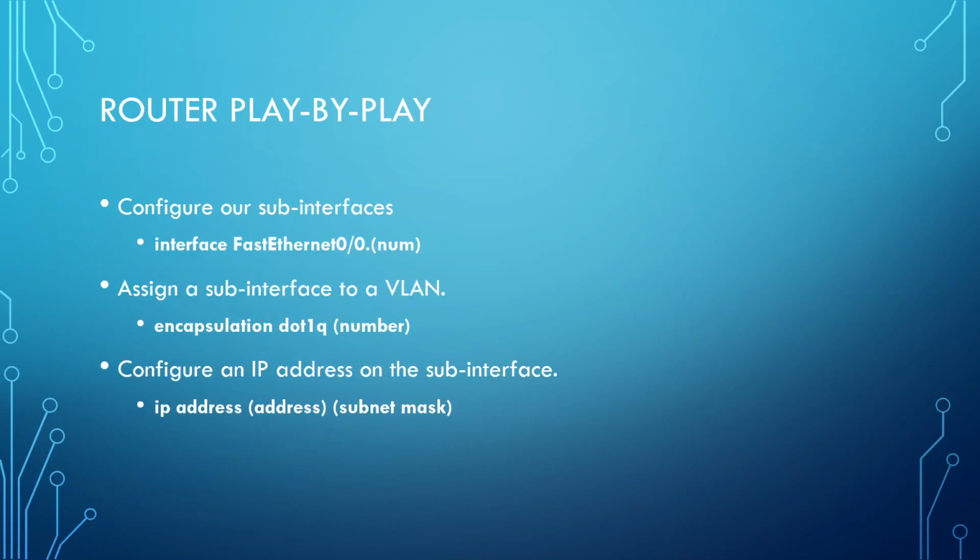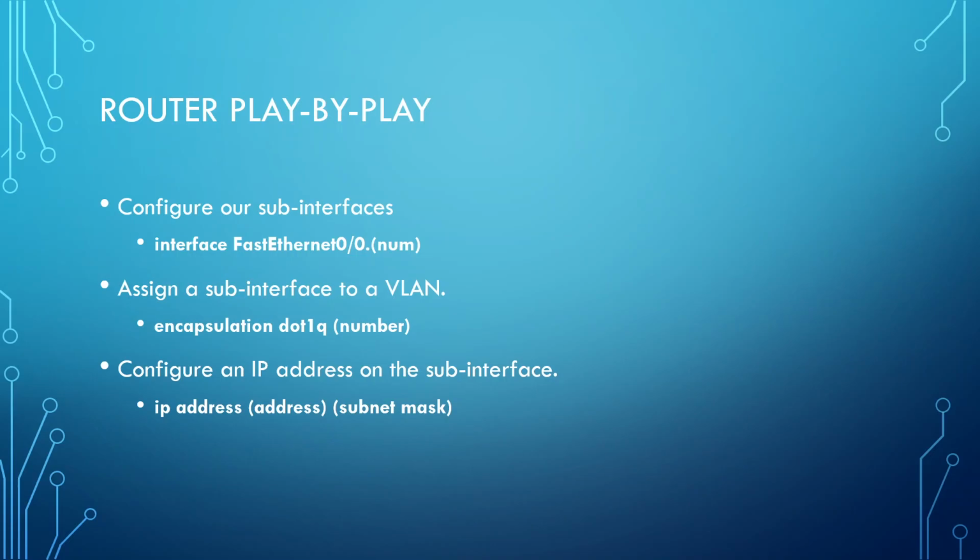Now on the router, it's pretty straightforward. We just configure our sub interfaces with the command interface. You would choose the physical interface which links your router and switch together, and then use that in this command. Essentially the command is interface, in my case, FastEthernet 0/0 dot, and then just choose a number. Again, this is just an arbitrary number. This is just to identify that sub interface.